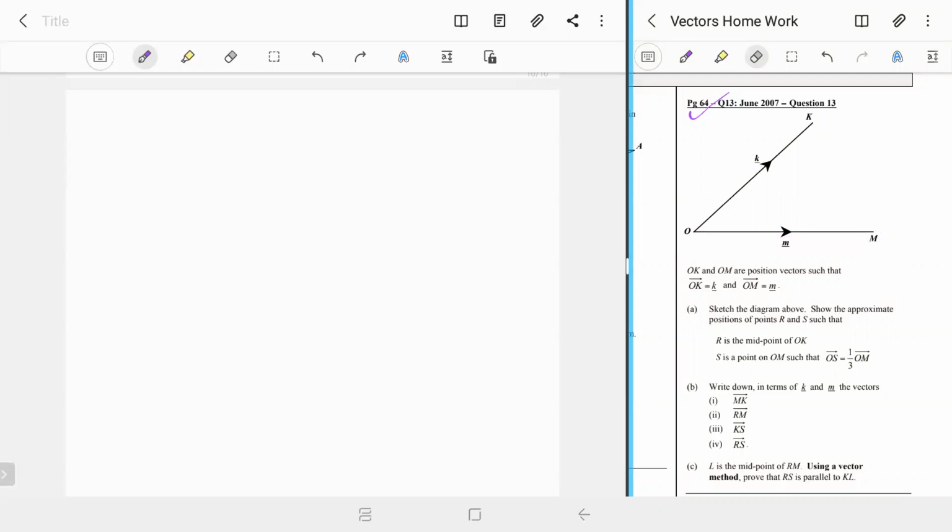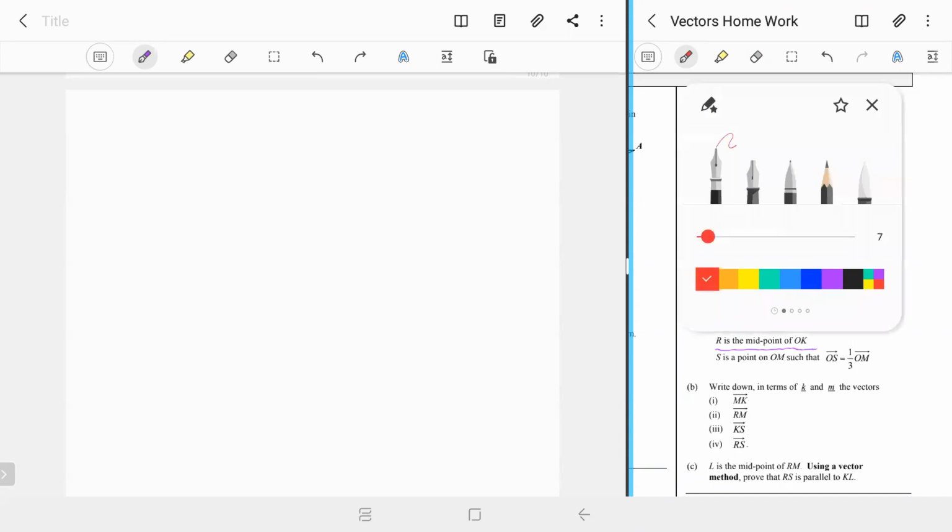The question says to sketch the diagram above, and then show the appropriate position of the points R and S, such that R is the midpoint of OK. If R is the midpoint of OK, then R is somewhere around here in the middle. See that? R is in the middle right there, so I can put R right here. Now if R is right there, let's label it with the vectors.